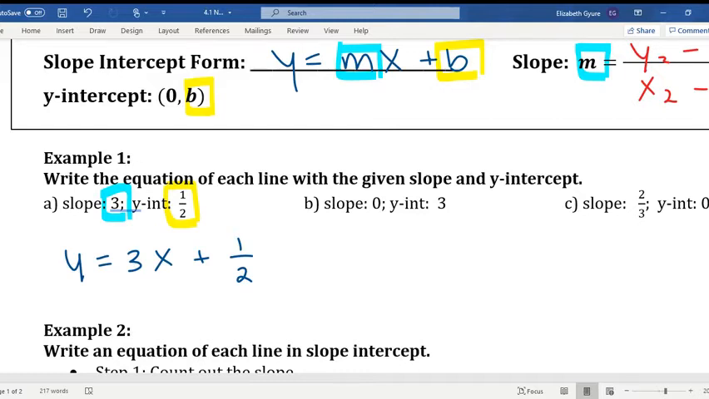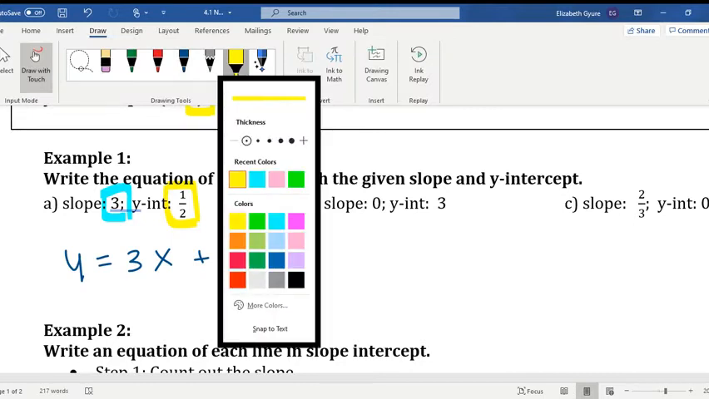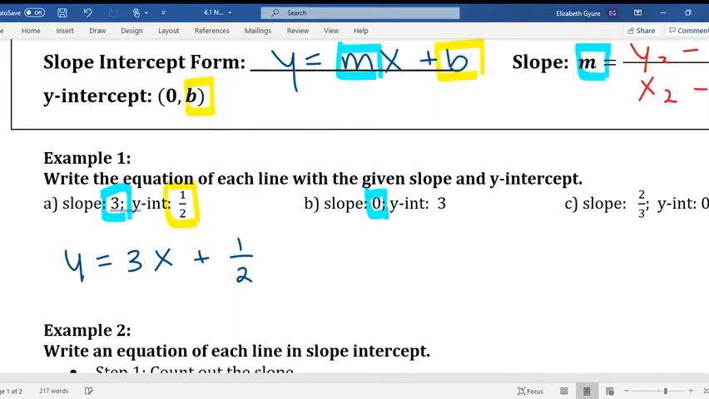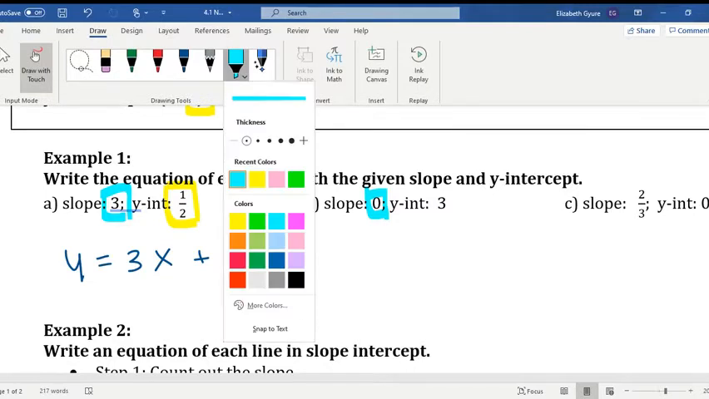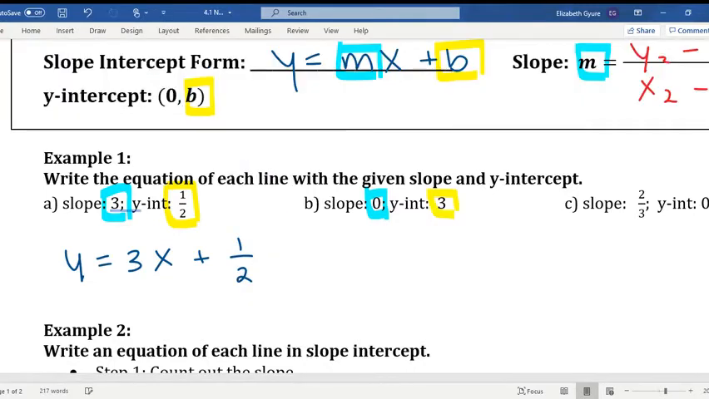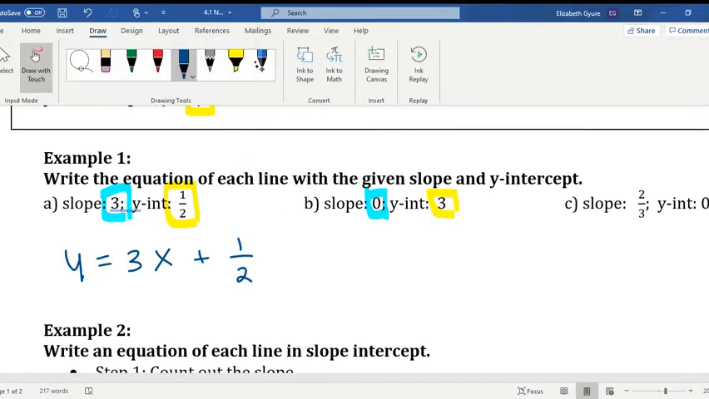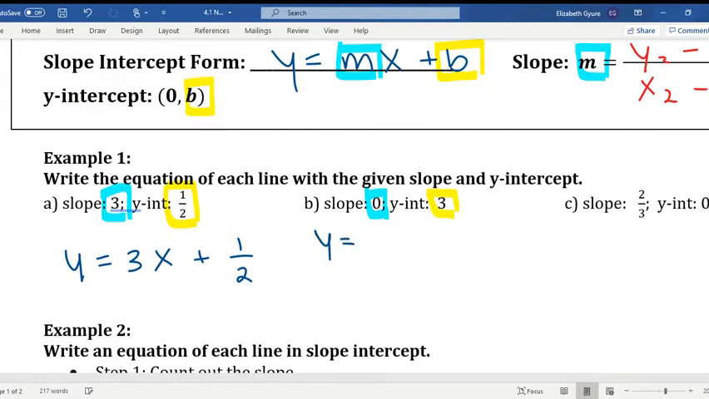No. All right. So now look at b. We have a slope of 0. And then our y-intercept is 3. So now let's plug that in where that one needs to go. We would have y equals, then what do you think we put? The 0. Yeah, then the x, then what? Plus 3, good.